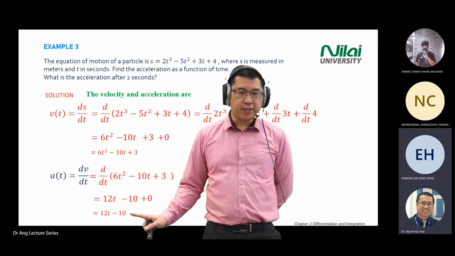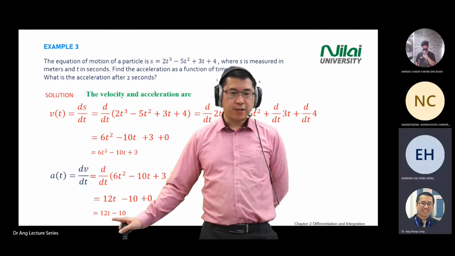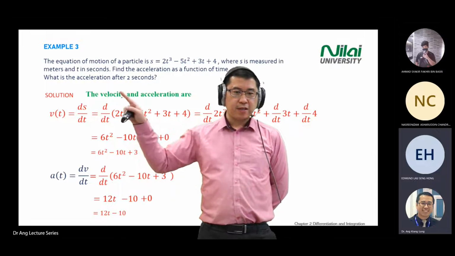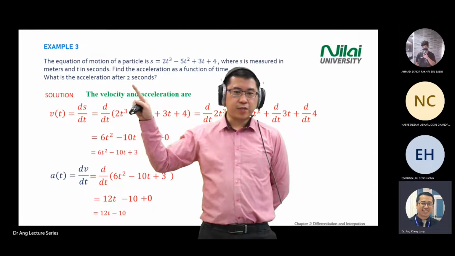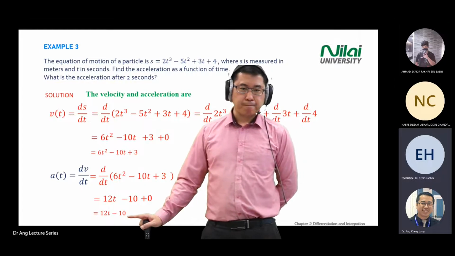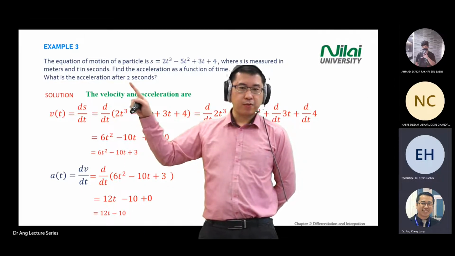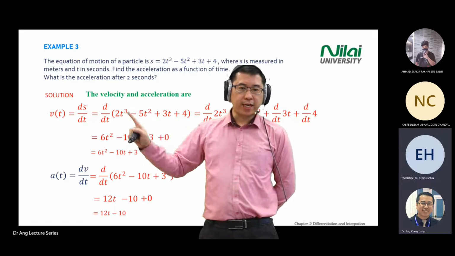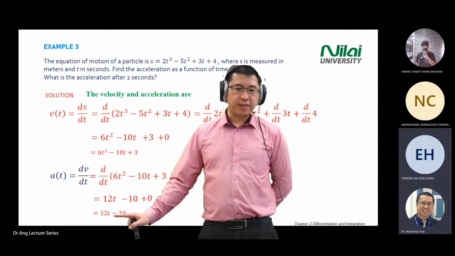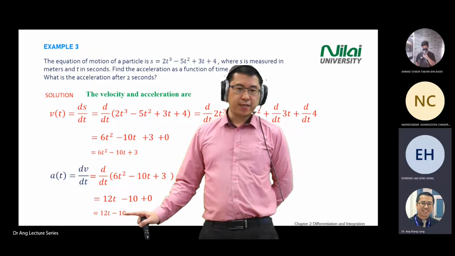Do you see this one is an equation? Yes, sir. So what equation do you see? 12t minus 10. The question asks you acceleration after 2 seconds. What do you substitute here? t equal to what? t equal to 2 seconds. So what do you get? 12t, what do you get? 24. Minus 10, what do you get?